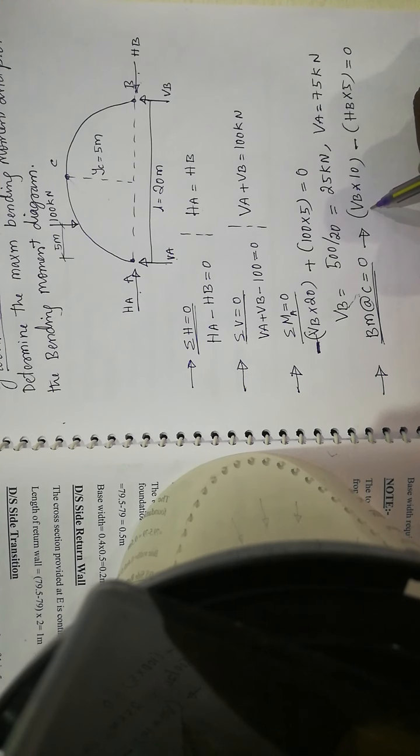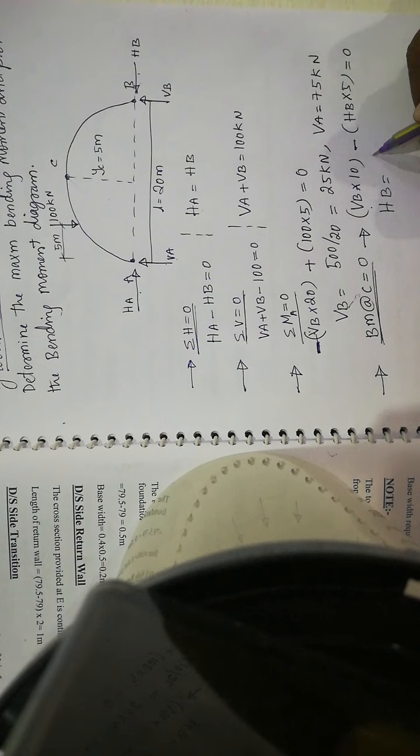So here I already know what is VB. I shall find what is HB now. So HB is equal to, VB is how much? 25. So 25 into 10 divided by 5. So I will get 50 kilonewton. Okay. So we already know HA is equal to HB. So this is also equal to your HA value. So like this we have found the 4 reactions.